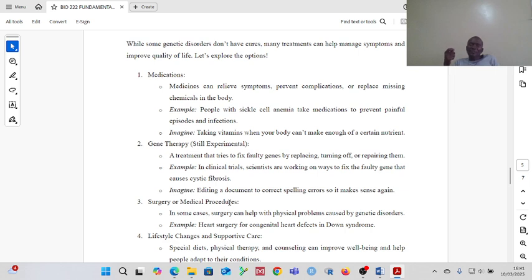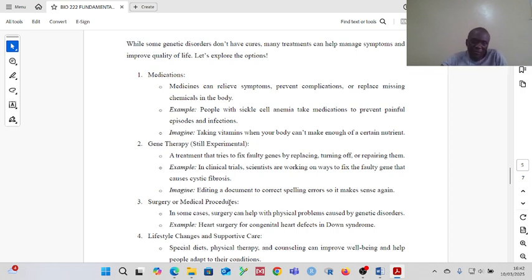Gene therapy. This one is still in experimental stages because gene therapy is about correcting the mutation. You are trying to fix that faulty gene by replacing or turning it off. So if a certain gene is not working, because a mutation disrupted it, with gene therapy you target to replace that mutation with the correct sequence. It's still a possibility, but limited because of ethical reasons and even financial ones.